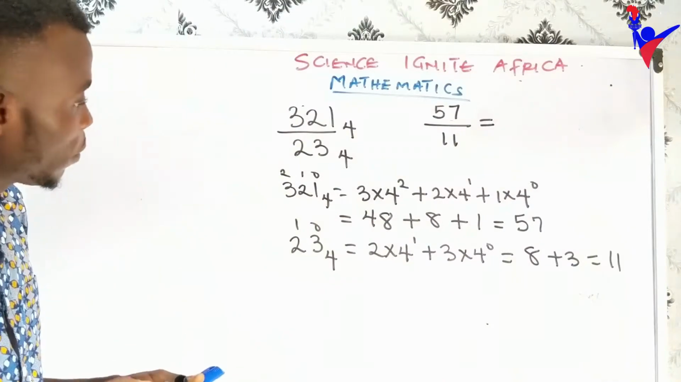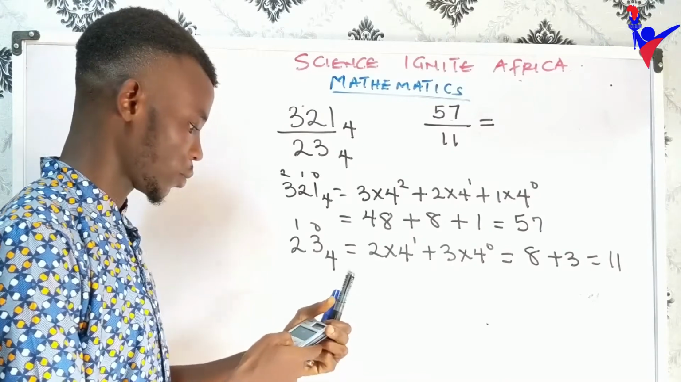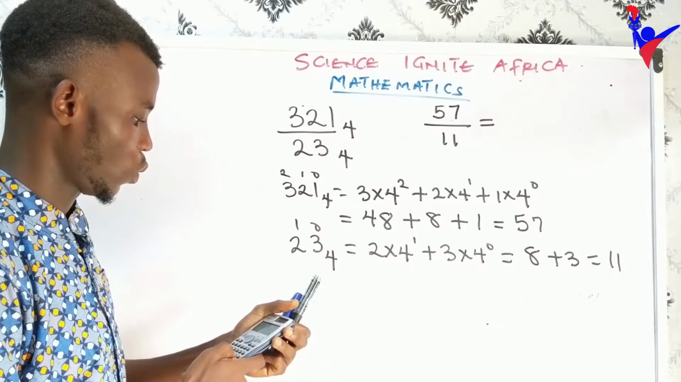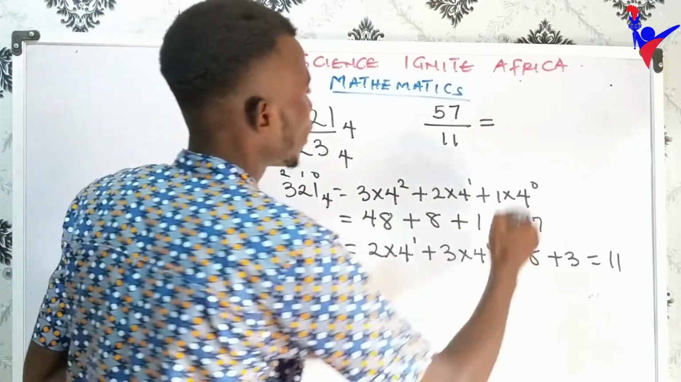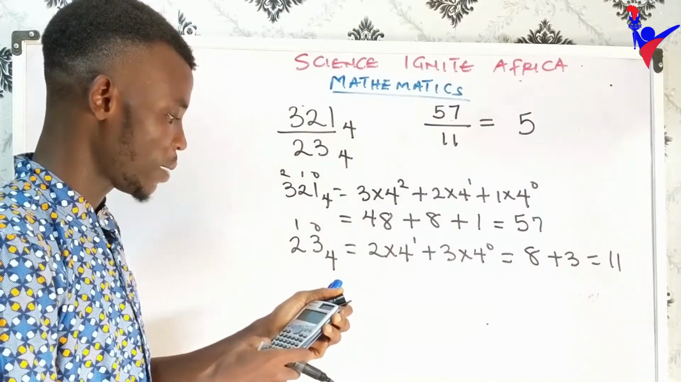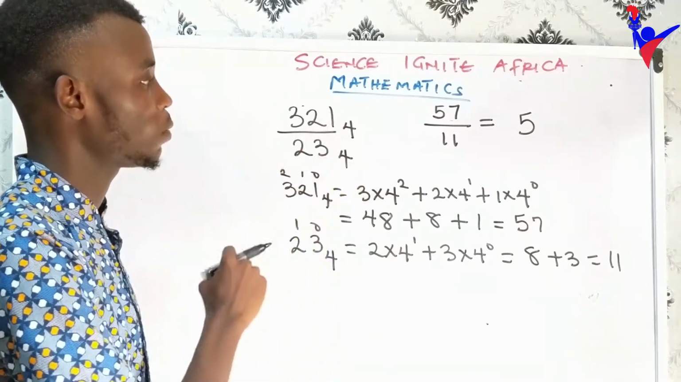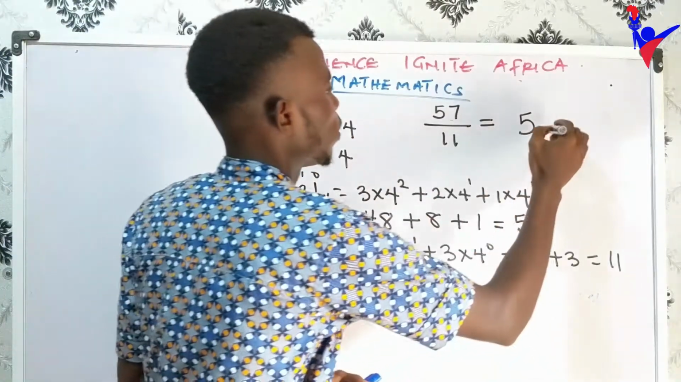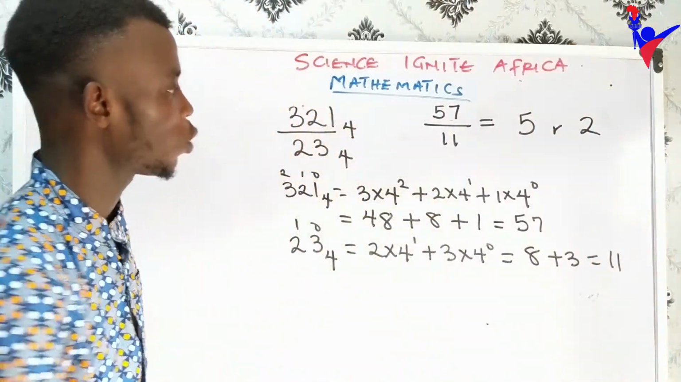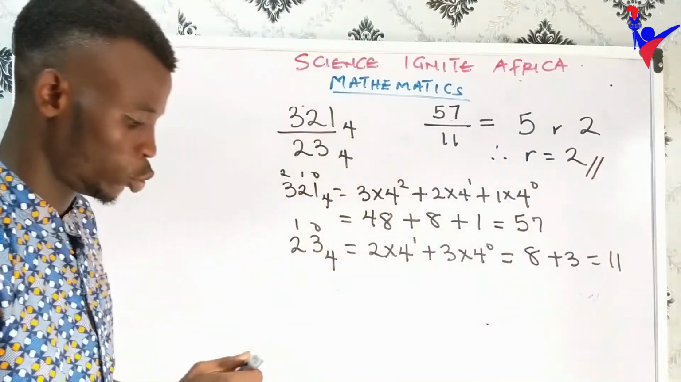Alright, 57 divided by 11. That will be 5. Then we are left with what? That will be 11 multiplied by 5, which is 55. 57 minus 55 will be what? Remainder 2. So the R we are told to ask for is 2.